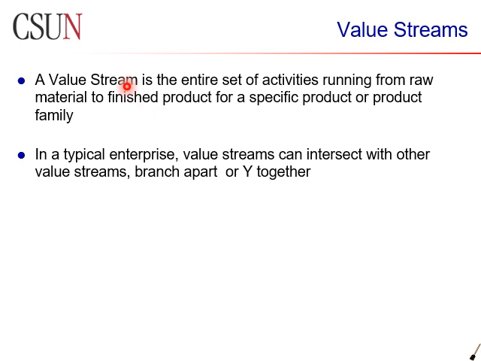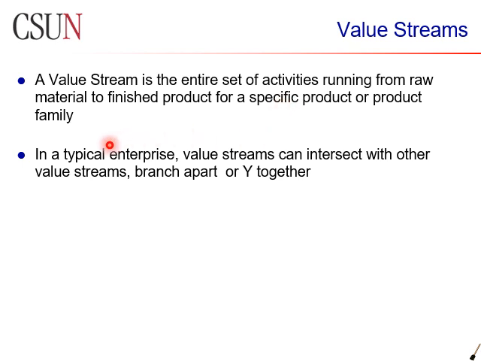So a value stream is the entire set of activities running from raw materials to finished product for a specific product or product family. For example, from placing an order to buying the material, then storing the raw material, producing the product, saving the product, storing the product, delivering the product. If you can draw something like that in the way that we are going to explain today, this is called the value stream map.